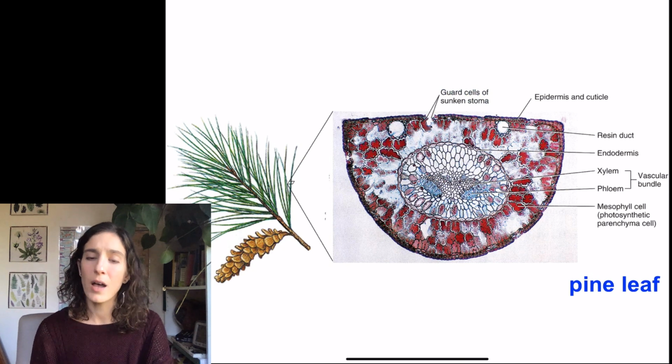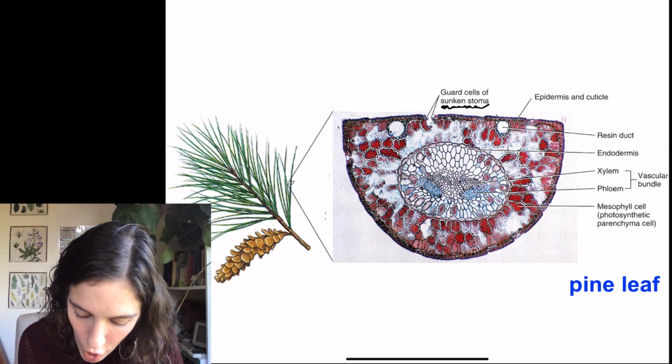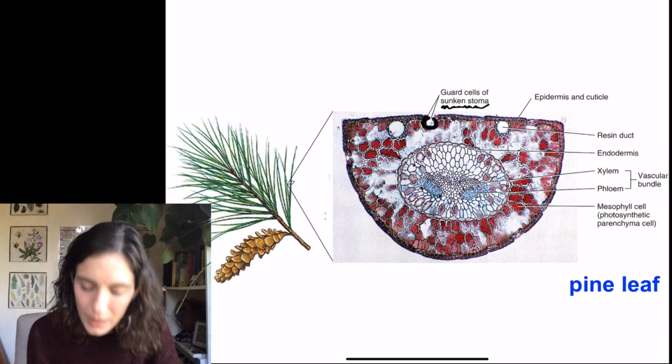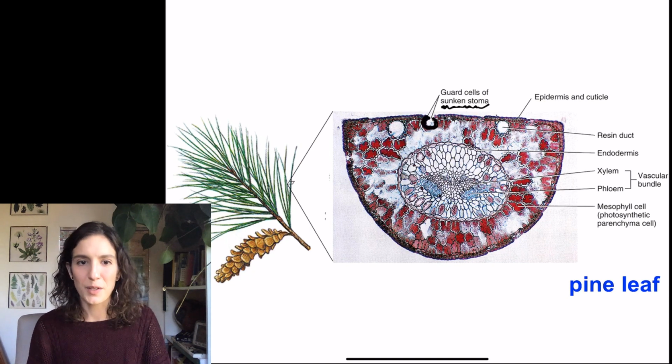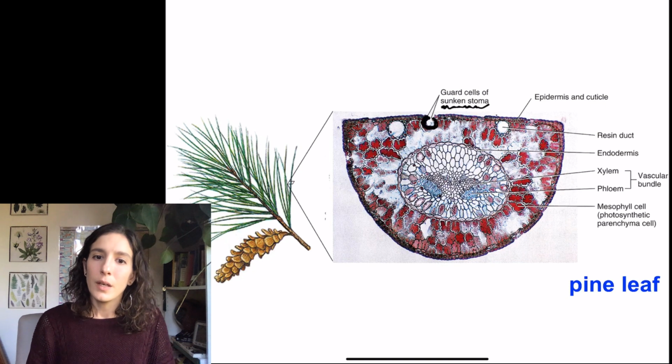So remember a stoma, you can see there it says sunken stoma. Well, yeah, the stomata are deeply embedded here, and maybe that's a way for them to reduce transpiration, like we've talked about in the past. Again, they tend to have a really thick cuticle, waxy layer. And what else do we have here?